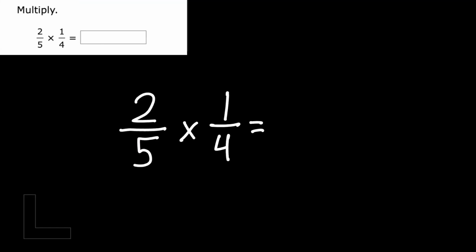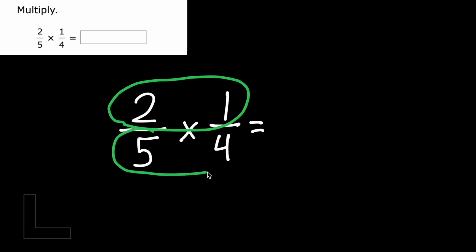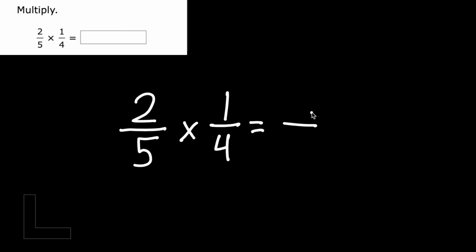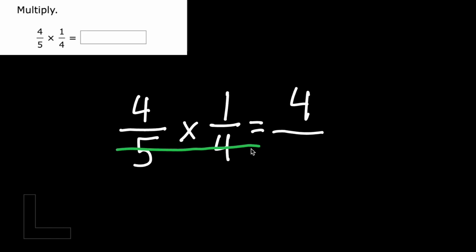For our first question, we just need to multiply these two fractions, and to do this, we just multiply straight across the numerators and straight across the denominators. So 2 times 1 is 2, and 5 times 4 is 20, and we're done. Our answer is 2/20. And here we basically have the same thing. We do 4 times 1 is 4, 5 times 4 is 20, and so our answer is 4/20.